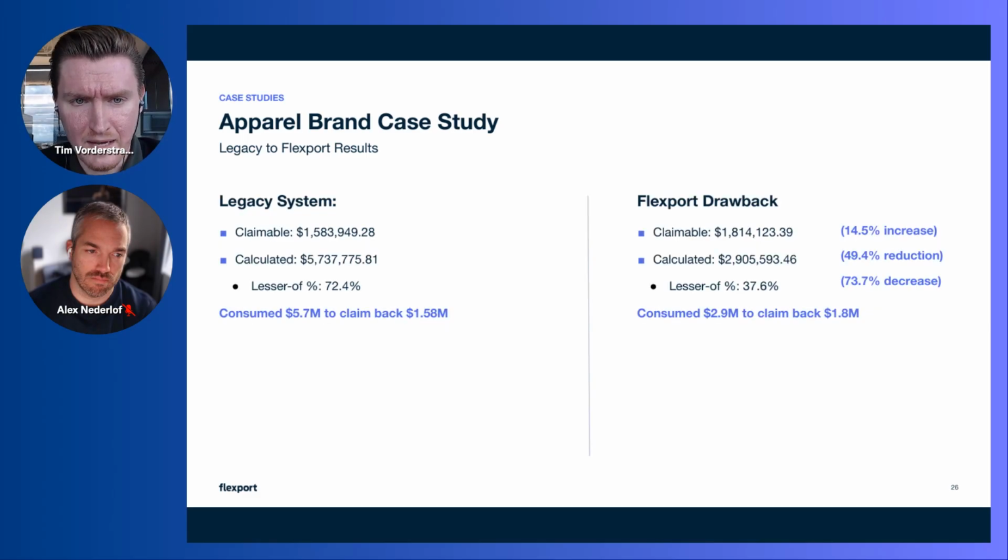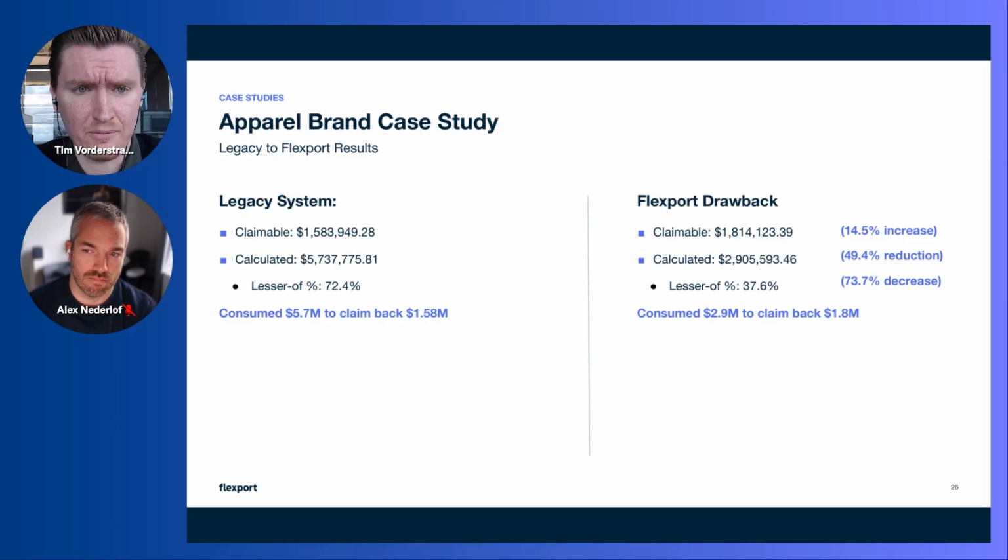So if we look at the actual results, the legacy system, the claimable, right, this is how much drawback they're going to get, was 1.58 million in the legacy system, whereas ours, using the same exact data, we were able to get them 1.8 million.